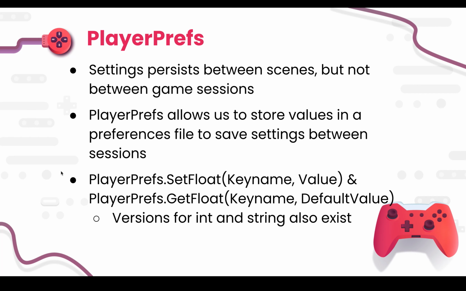So for our settings script, we're going to use PlayerPrefs.SetFloat and PlayerPrefs.GetFloat. SetFloat is pretty self-explanatory, and for GetFloat, there's a default value, so that if you try to get a float corresponding to a key name that isn't already stored, you get a default value instead. Similarly, there's PlayerPrefs.SetInt and GetString.